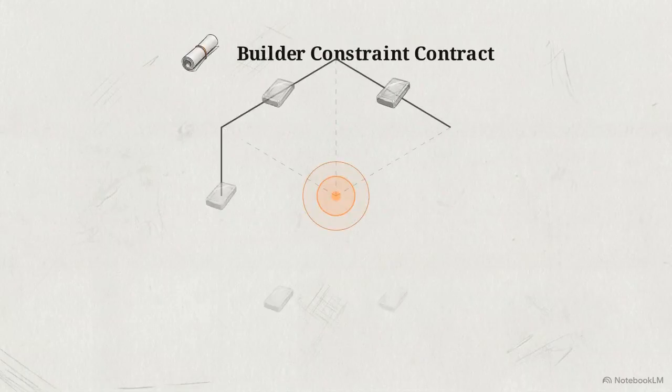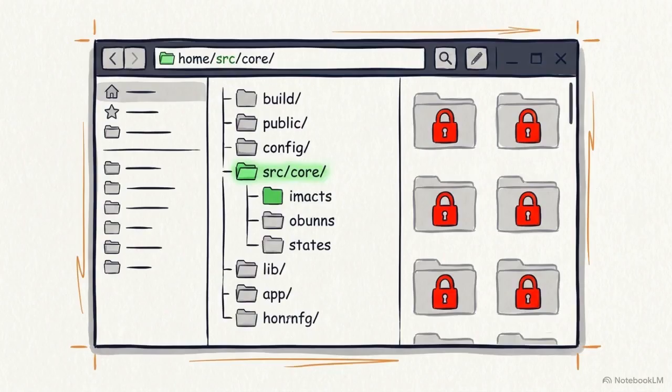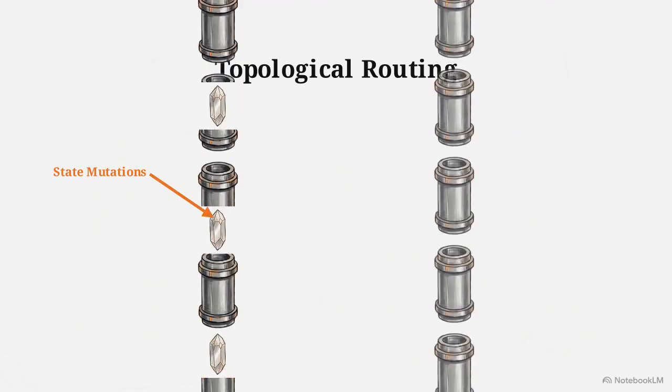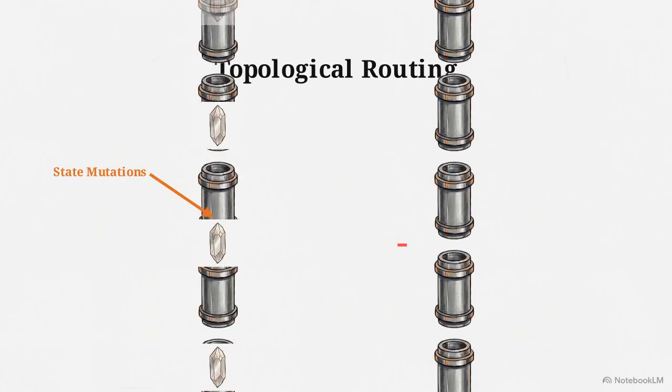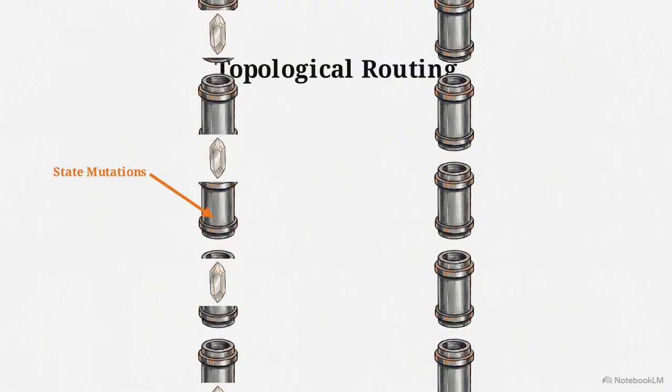It operates as a mathematically rigorous, binding set of instructions that governs exactly how the agent is permitted to behave. First, the BCC dictates strict spatial geometry. It physically restricts the exact folders and paths where the AI is authorized to write its code. Second, it dictates topological routing. All state mutations must flow through explicit hierarchical paths, stopping the agent from creating hidden side channels.